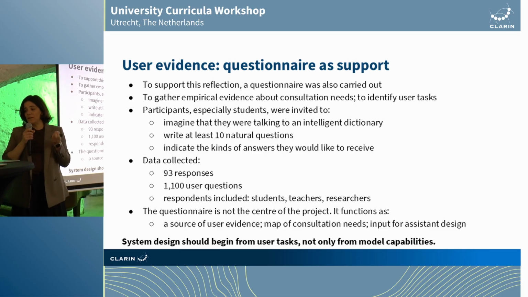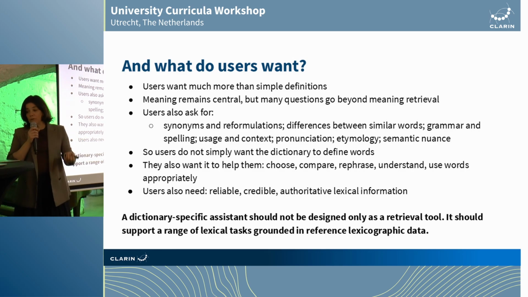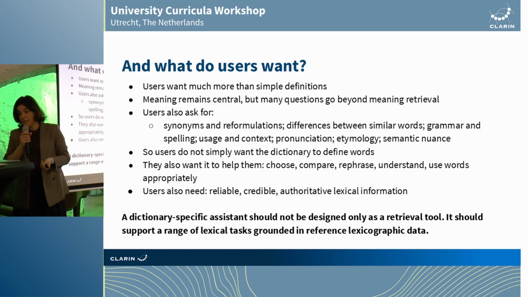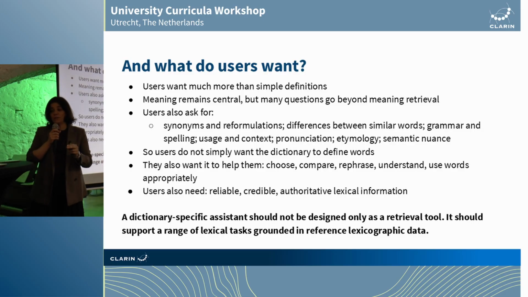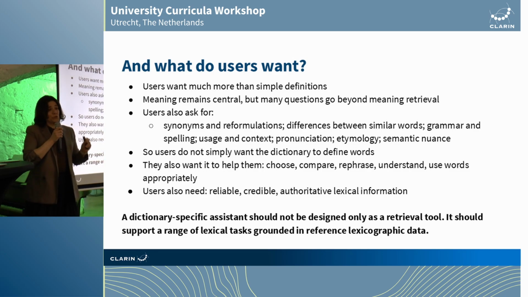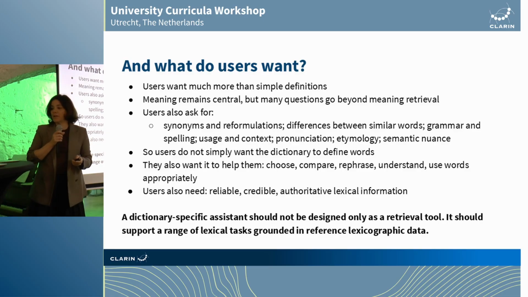And that suggests another important point. When we design this system, we should start from the user's tasks and not only from what the model can do. What do users want? Very clear. They want more than definitions. Meaning is still central, of course, but they also want help with reformulation, with differences between similar words, grammar, spelling, usage, pronunciation, semantic nuance. So they do not simply want the dictionary to define words, they want it to help them choose words, compare them, rephrase things, and use language more appropriately. That is an important shift, because it means that the dictionary-specific assistant should be designed not only as a retrieval tool, it should support a wider range of lexical tasks. So here another guideline could emerge. Intelligent dictionary interfaces should be designed for task diversity, not just for lookup.